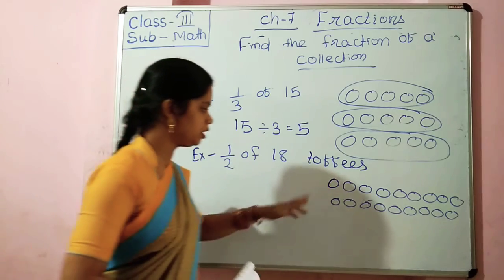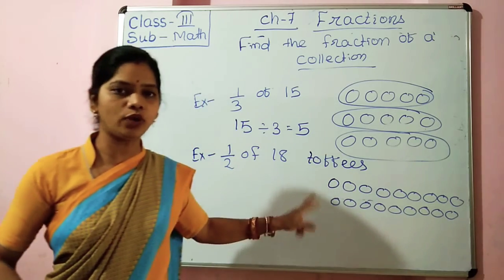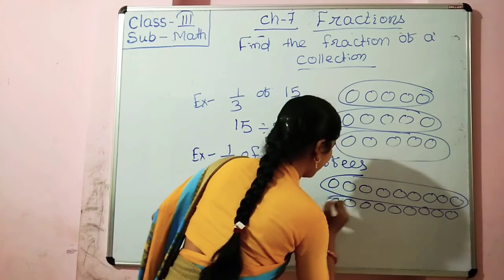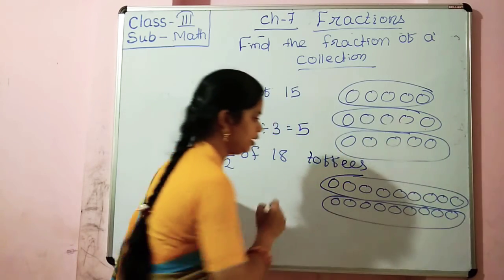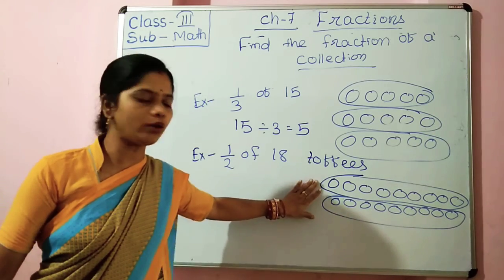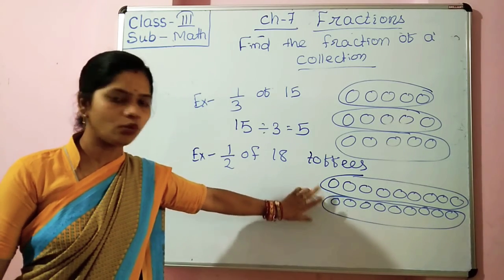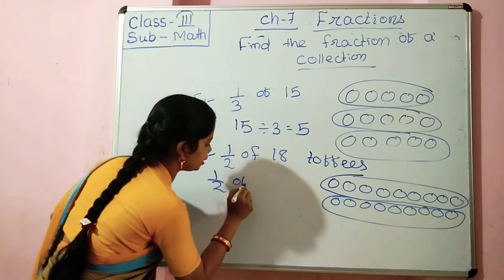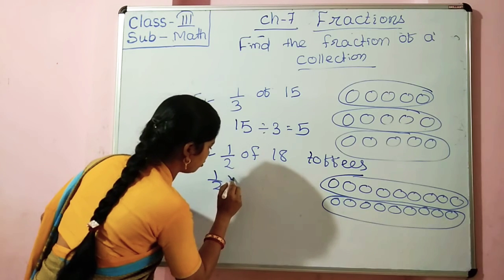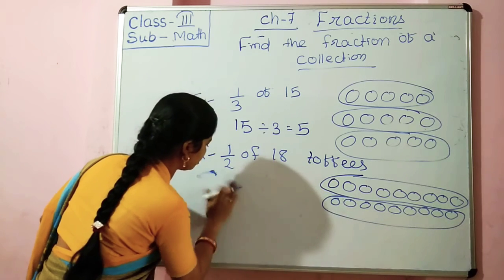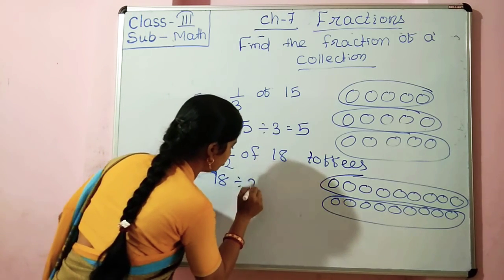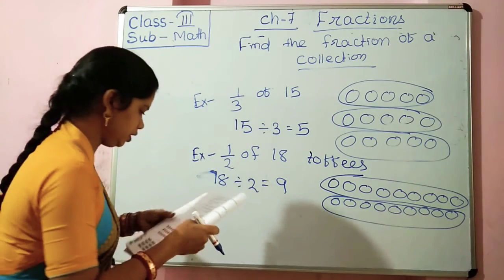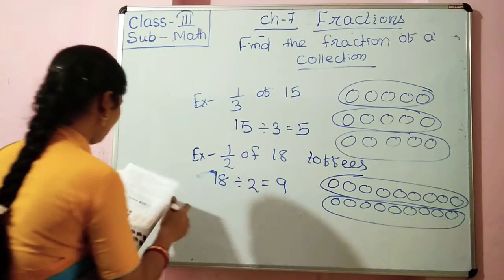Suppose these are the toffees. 18 toffees we divide into 2 equal parts. So each part contains 9 toffees. We have to just pick out one part of the whole. One part contains 9. So 1 by 2 of 18 is equal to 18 divided by 2 is equal to 9. In this way, look, 1 by 4 of a collection.